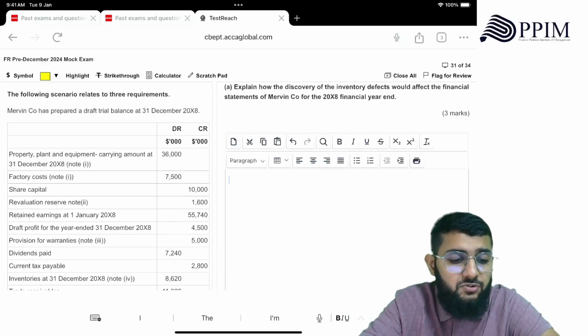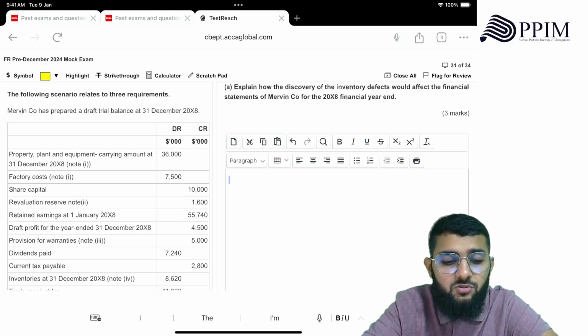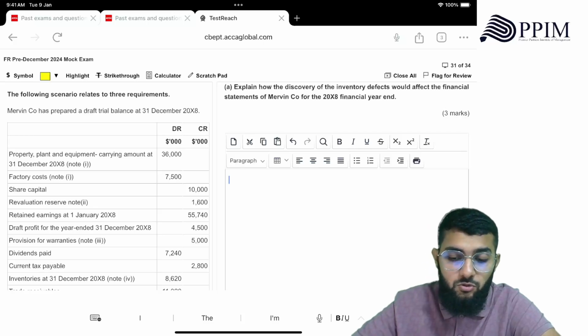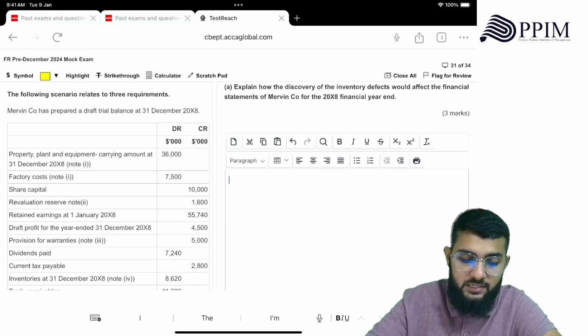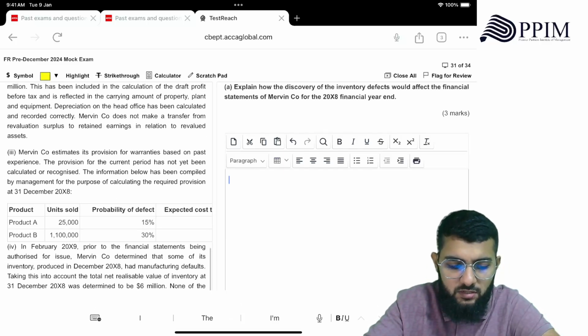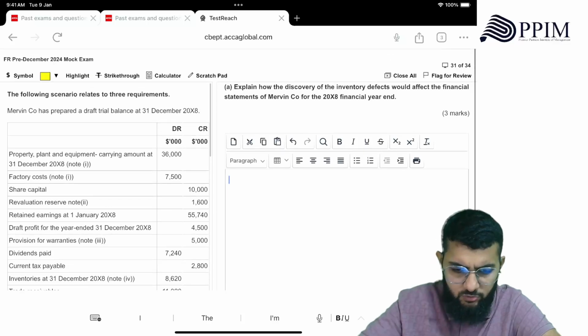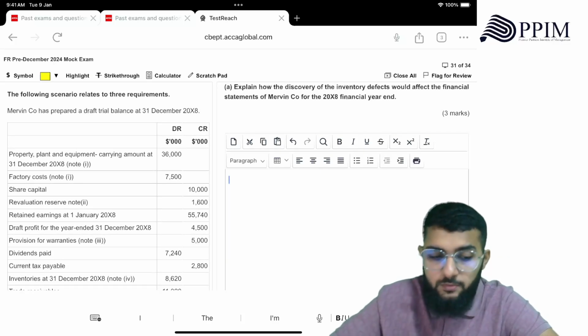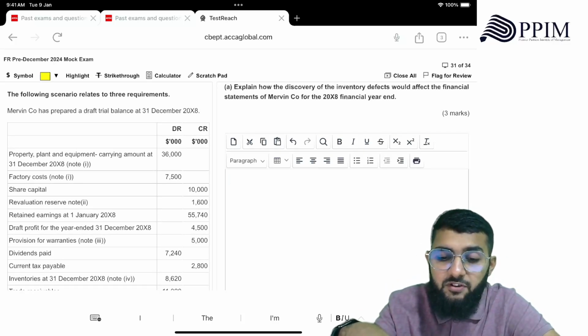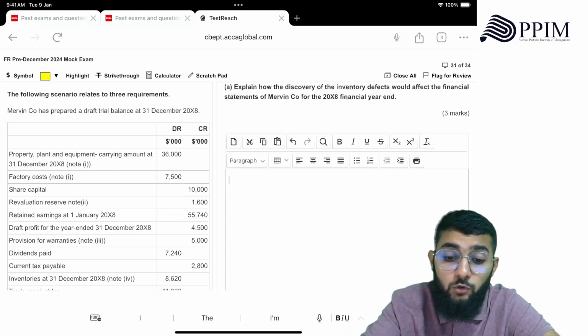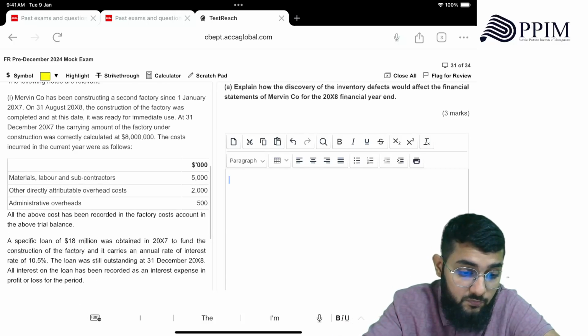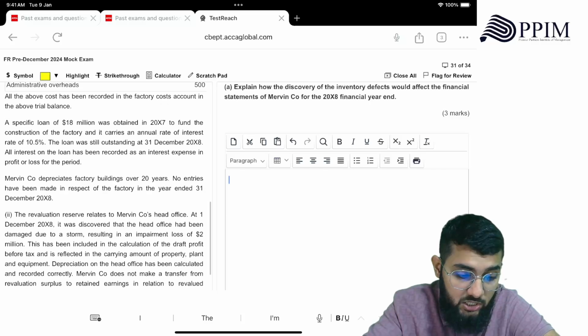The following scenario relates to three requirements. Mervyn Co. has prepared a draft trial balance. The first requirement is explain how the discovery of the inventory defects would affect the financial statements of Mervyn Co. The next requirement is statement of profit or loss. The third requirement, statement of financial position. Okay, these are the requirements. Explain how the discovery of inventory defects would affect the financial statements of Mervyn Co. for the 20x8 financial year end. Which section is that?